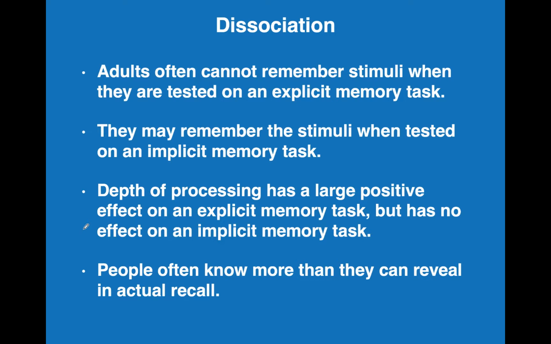Depth of processing has a large positive effect on an explicit memory task, but has no effect on an implicit memory task. So a variable may have a large effect on an explicit task, but a small effect on an implicit memory task. That's why driving a car cannot be learned by semantic encoding. Semantic encoding is explicit memory. But driving a car is procedural memory, which pertains to implicit memory.